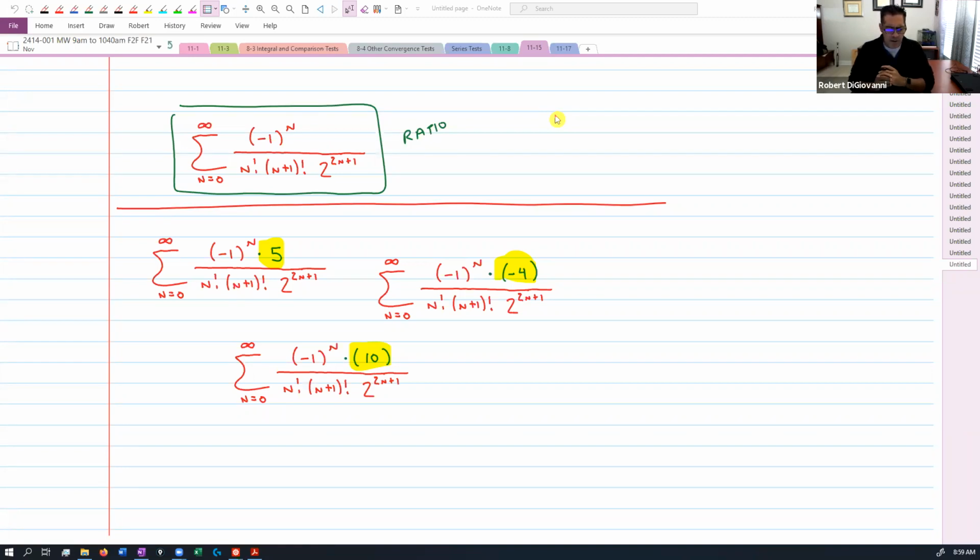How did this ratio test go on this series? Anyone have any issues with that? Were you all able to determine what this does, whether or not it converges or not?